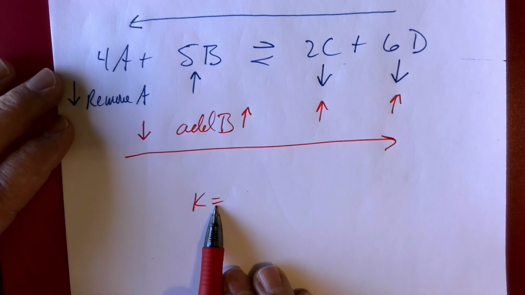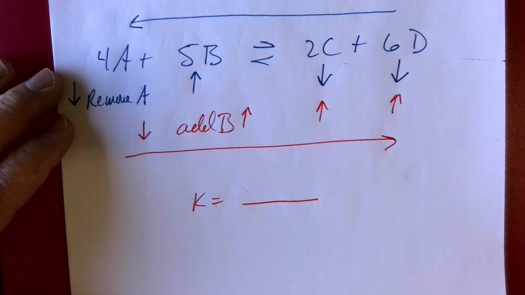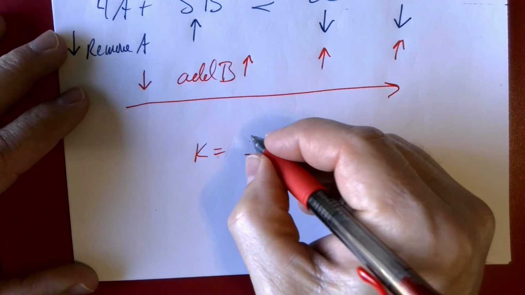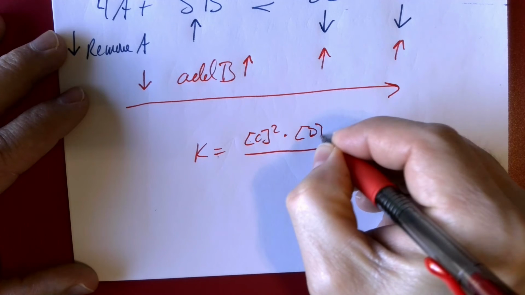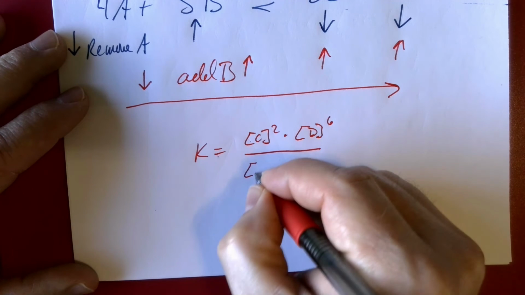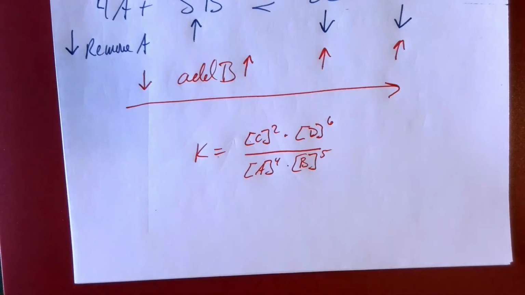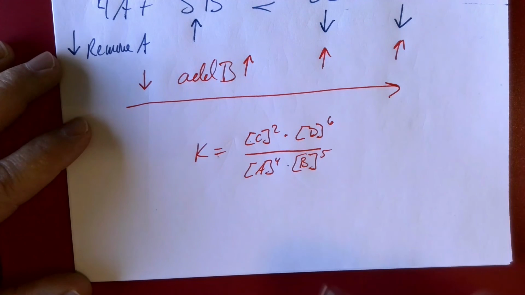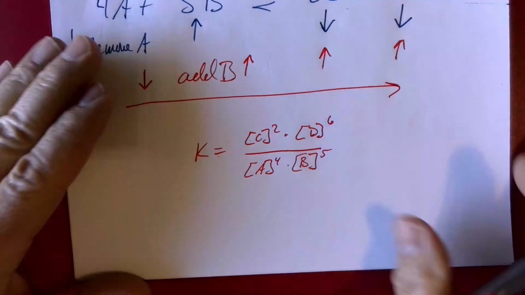Oh, I got you. Okay, so does anybody have me a K equation for this yet? Yep, it'd be K equals C brackets squared times D to the 6th over A to the 4th times B to the 5th. Just like that. Okay. And there's probably, between those two questions, six of those on the test. Just like that.